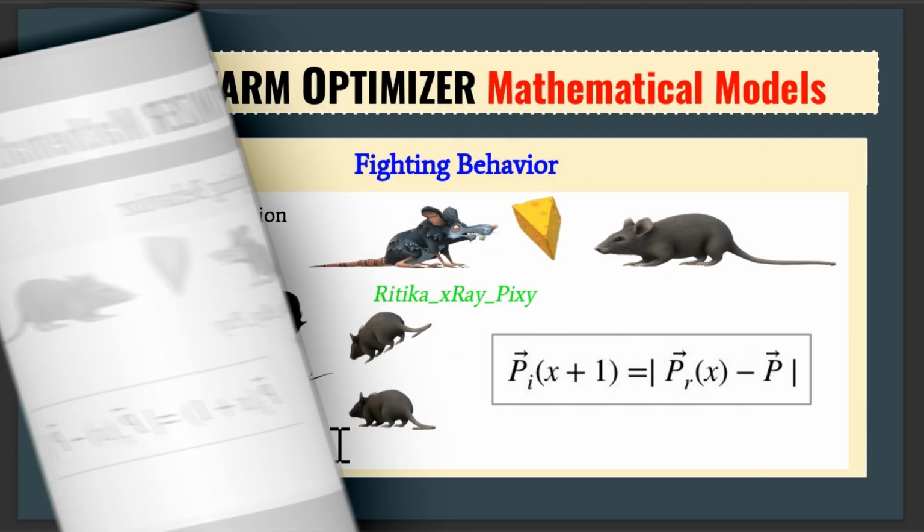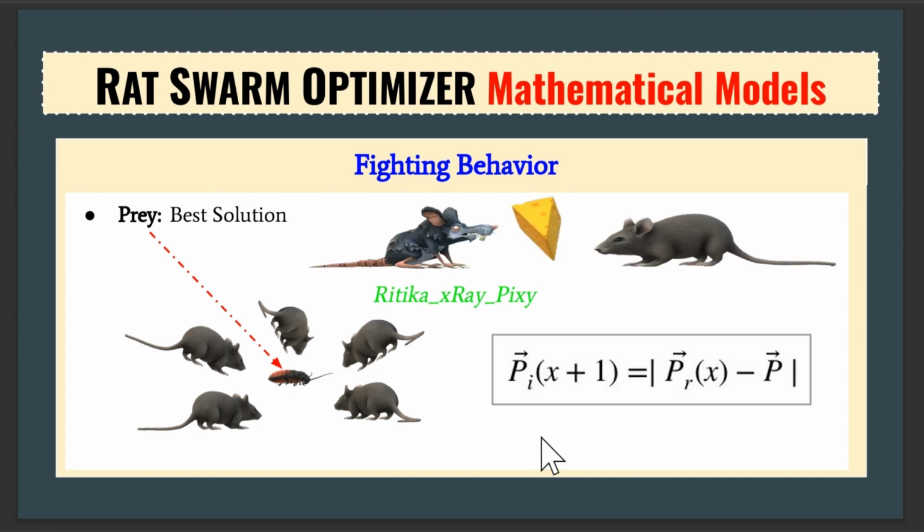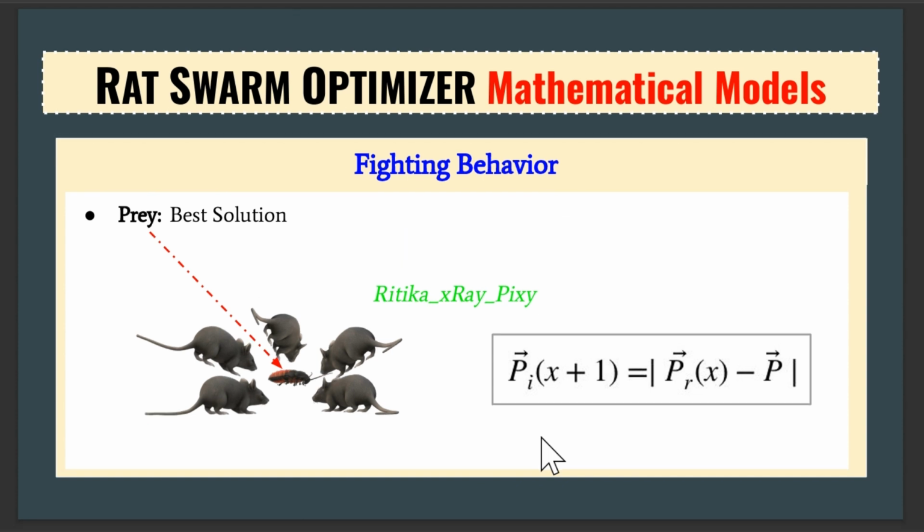Next is the model for the fighting behavior. The prey is the good solution. In this algorithm, for simplicity, we will consider the prey or the target as our good solution. Whatever best solution you have, we will consider it as our target. Once the target is found, the rats become more aggressive in their movement. They will converge toward the best solution.